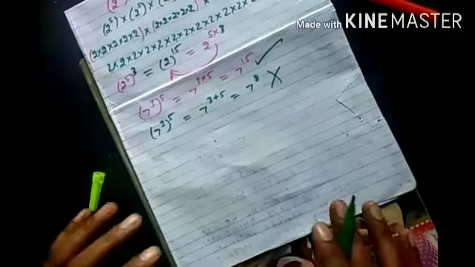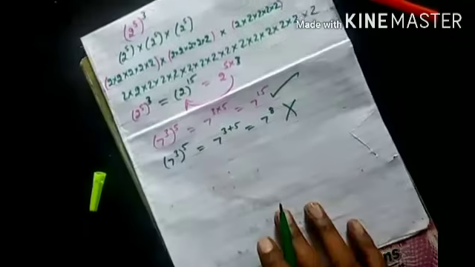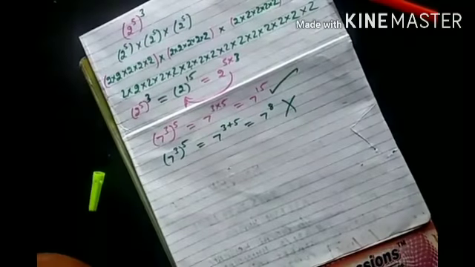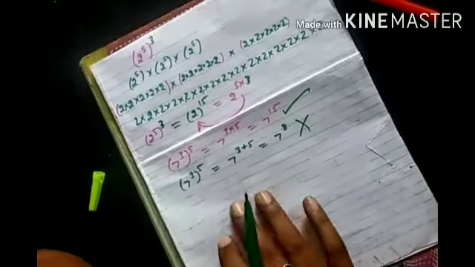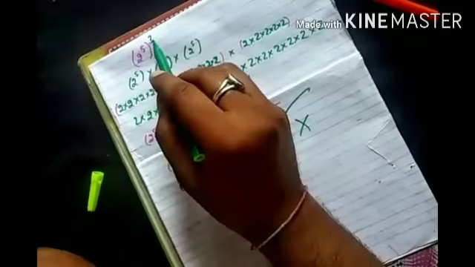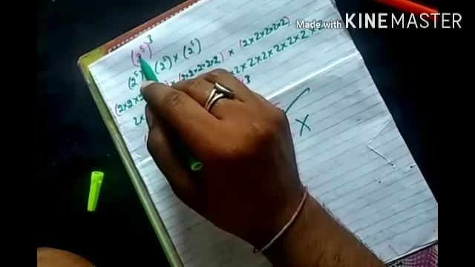Now this was the third law of the exponent, that says if we are given any power of an exponential form, then we will multiply the power and the power of the exponent. Okay, thank you.